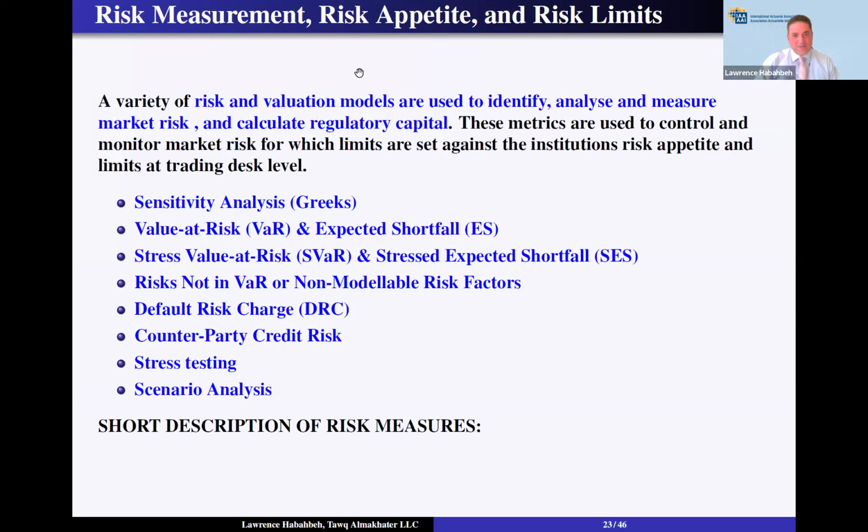And we'll come to that later when we talk about the default risk charge, which is specifically targeting those events that occur above the 99th percentile measured by the VAR model.